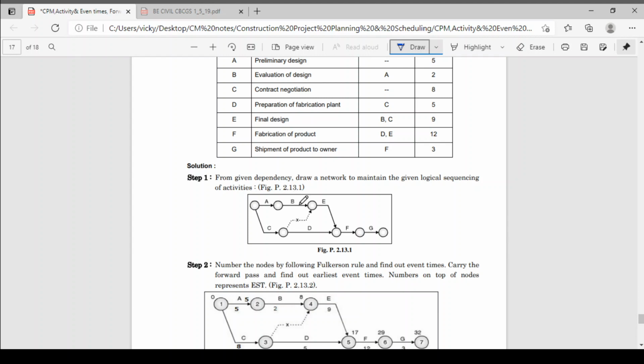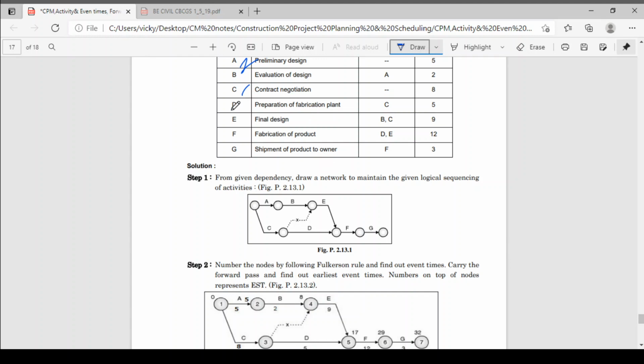Okay, we have written the A. Next, for activity C, no predecessor, means that is first activity. Okay, that will start from initial node. Okay, A and C apan here already start kelele, tar ithe paryant zalele apla, this part complete, this zala, ha zala. Okay, next C, preparation of fabrication work, it's a predecessor activity ahe, D chi activity ahe C, mhanje C cha pudchi activity konti ahe D. Okay, we have plotted here activity D.